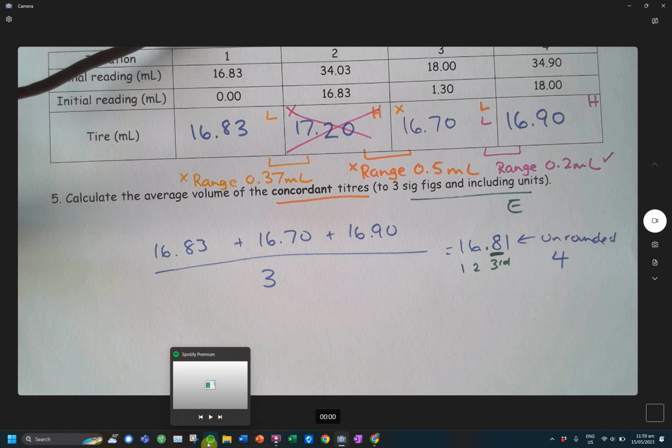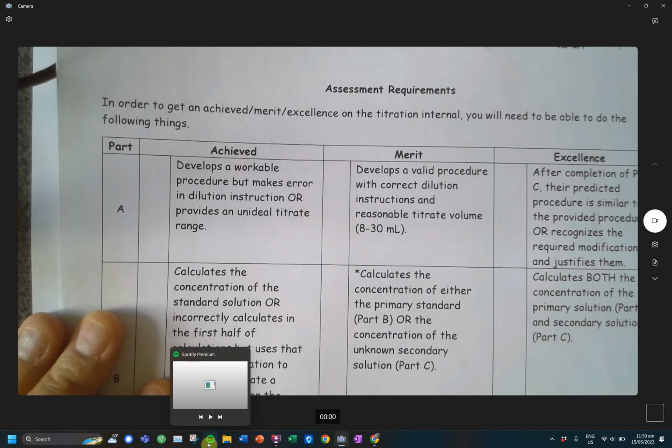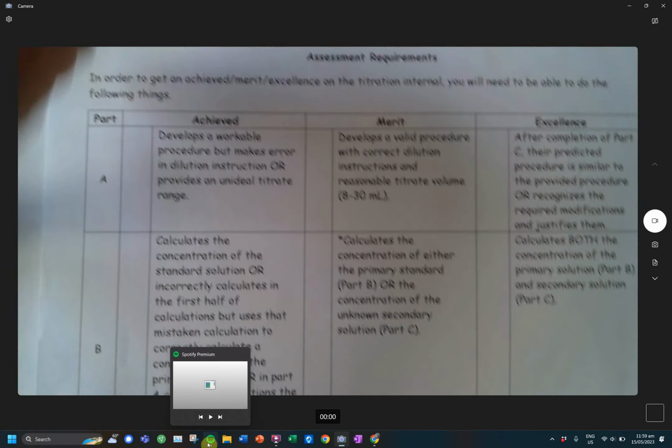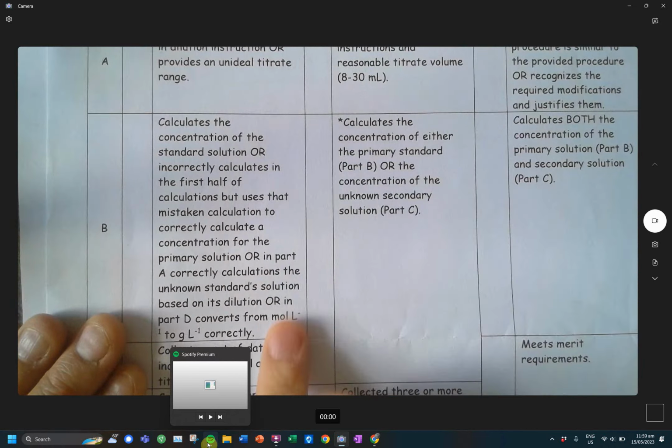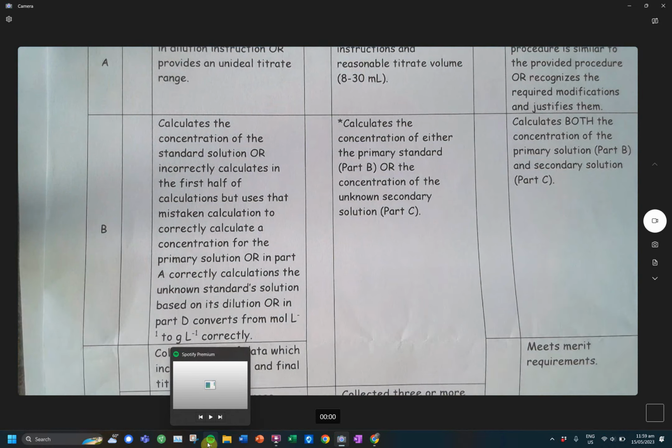Then we have to do So let me show you what you're going to do for Achieve Merit Excellence. So if you guys look on your resource sheet, you guys have this assessment requirements. All right. So first thing to kind of note is where the achieve stuff. So there's lots of ways you can get the achieved to pass, so you don't have to stress too much.